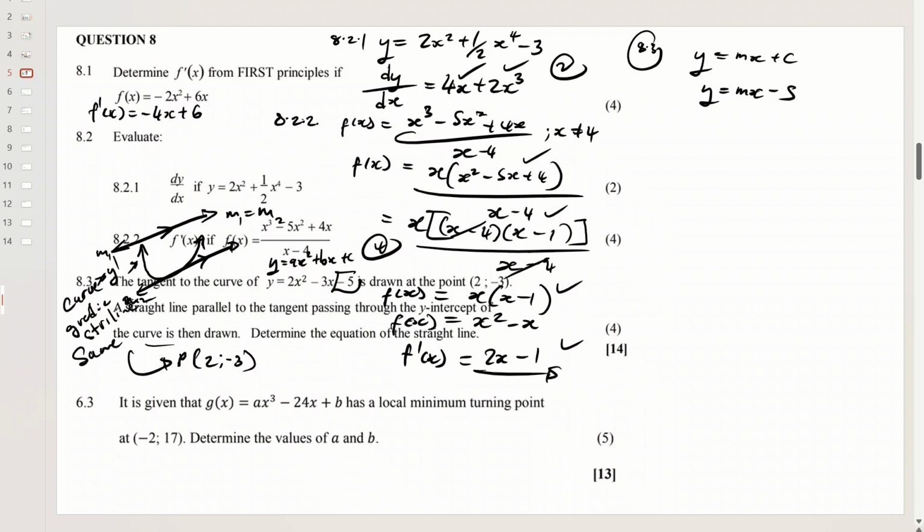Yes. That's our approach. Since we don't know the gradient of this tangent line, how are we going to find it? That's very simple, guys. We can take the derivative of our function here, f of x, because when you take the derivative, that's the gradient. So that gradient will be the same as the gradient of the tangent at that point, x is equal to 2.